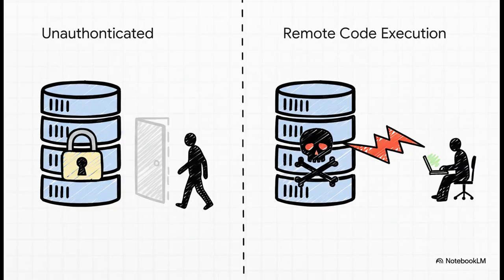So what does a perfect 10 vulnerability actually look like in the real world? It looks like this: unauthenticated remote code execution. Let's just break that down real quick. Unauthenticated means an attacker needs 0 credentials, no username, no password, nothing. And remote code execution, well, that means they can run any code they want directly on your server. They don't need access to your building. All they need is an internet connection to get total control.